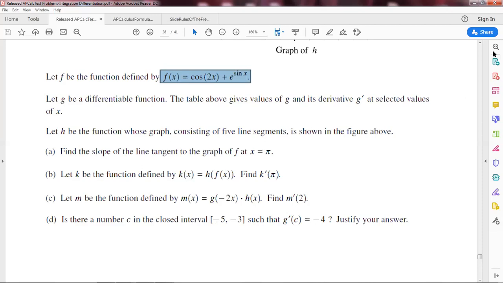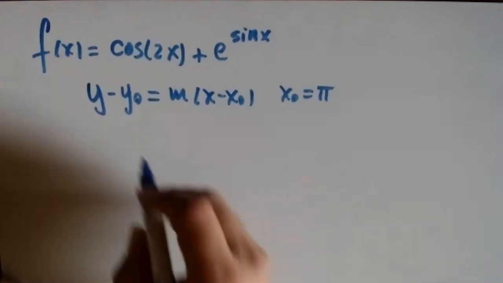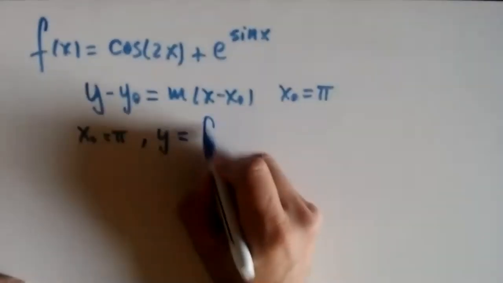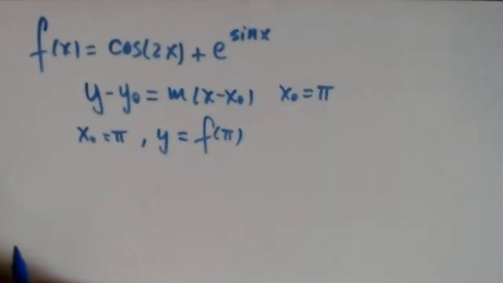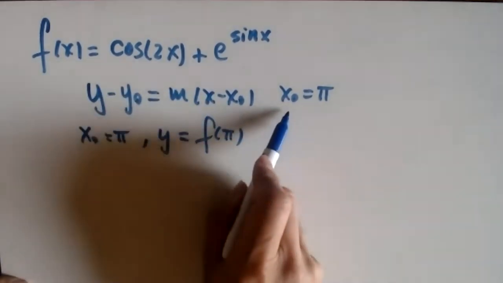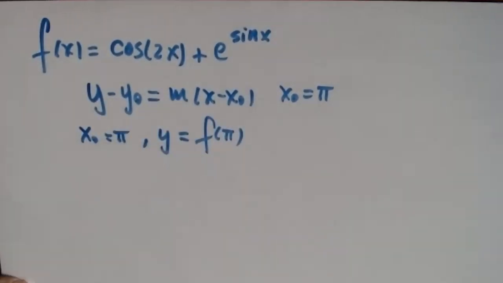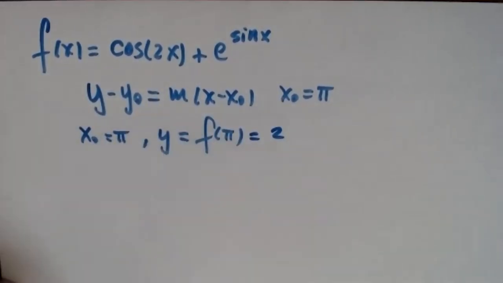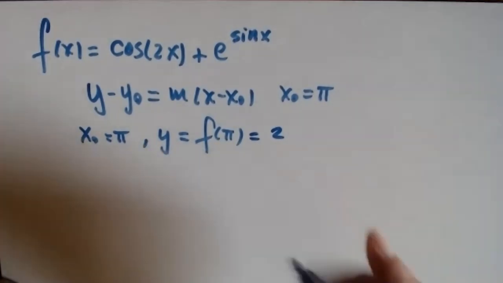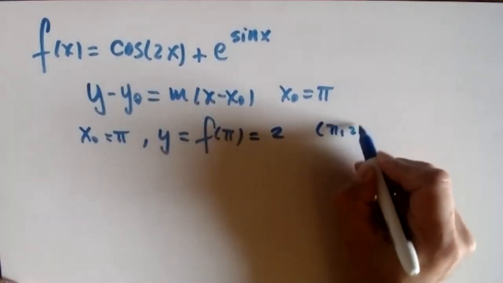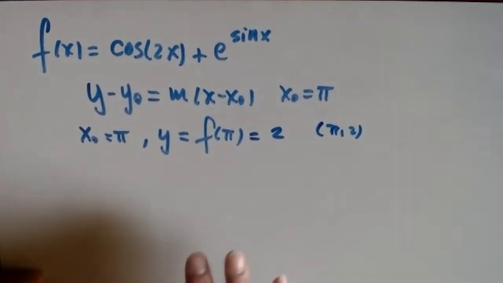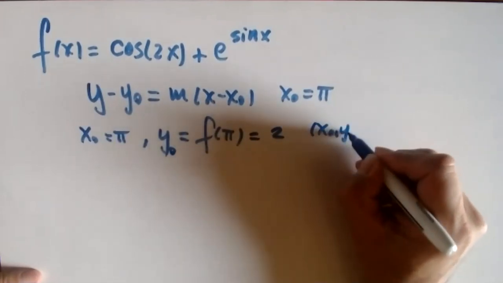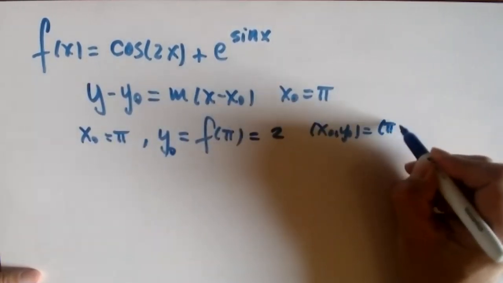Vamos a ponerlo aquí. Eso era lo que contestamos ayer. So, x0 is pi means that y0 is f of pi, right? Because this is the function, so this is the coordinate. So for this coordinate, the y is this one, which era un 2, right? Es lo que sacamos aquí. It was a 2. Y, bueno, el punto era pi, 2. This era el point, right? Vamos a poner aquí y0. So this is x0, y0 equals pi, 2.